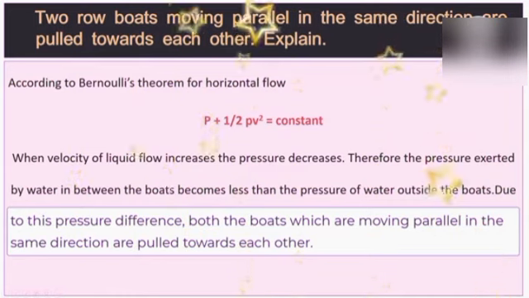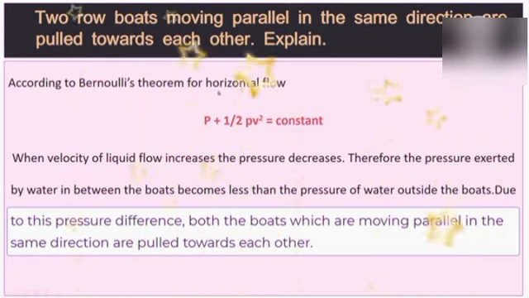Two rowboats moving parallel in the same direction are pulled towards each other. Explain. According to Bernoulli's theorem for horizontal flow, P + 1/2 ρv² = constant. When velocity of liquid flow increases, the pressure decreases. Therefore, the pressure exerted by water in between the boats becomes less than the pressure of water outside the boats. Due to this pressure difference, both the boats which are moving parallel in the same direction are pulled towards each other.